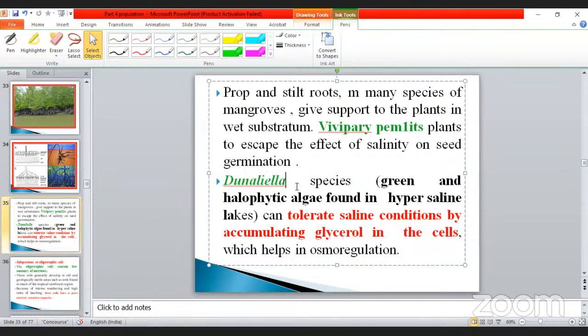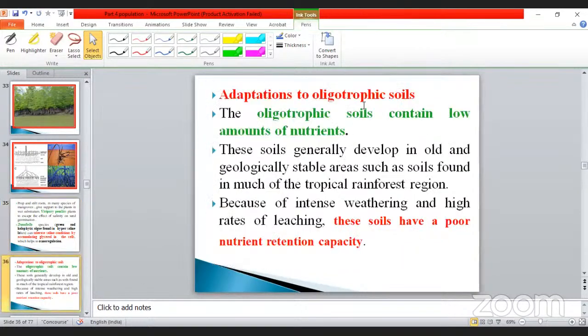It's mostly a halophyte alga, mostly present in saline, hypersaline lakes. But it can survive in that area because of the accumulation of glycerol in the cell, which helps in osmoregulation. This is very, very important. What is the next one?